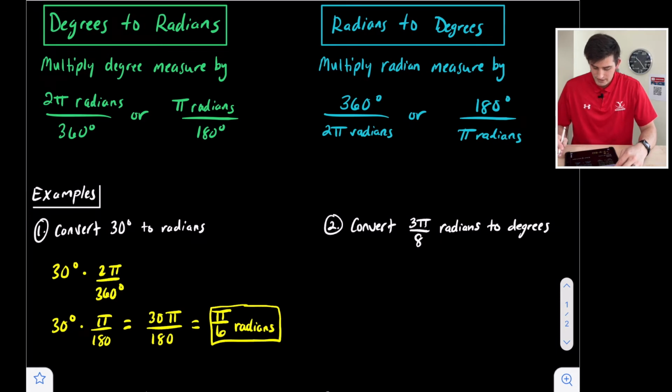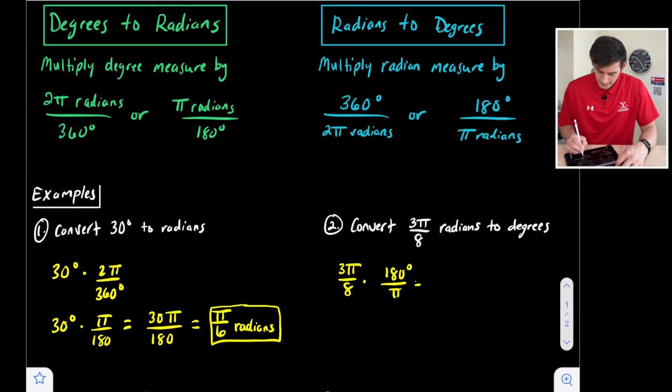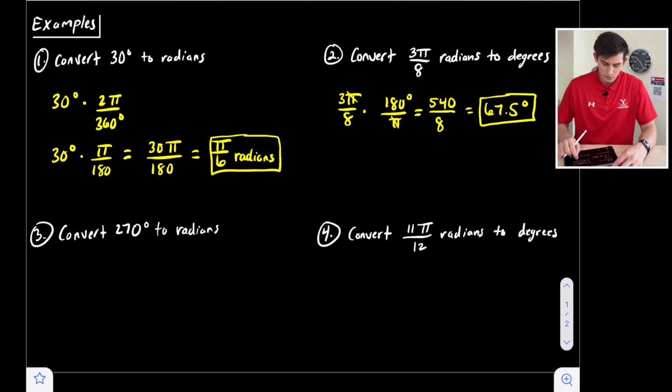The next one we're going to do says convert 3 pi over 8 radians to degrees. So now we're going to take 3 pi over 8 and we're going to multiply by 180 degrees over pi. Okay, so now our pi's are going to cancel out, and we're left with 8 on the denominator. And now we can do 180 times 3, and we get 540. So now all we have to do is do 540 divided by 8, and we get our degree measure of 67.5 degrees. Okay, let's do 2 more.